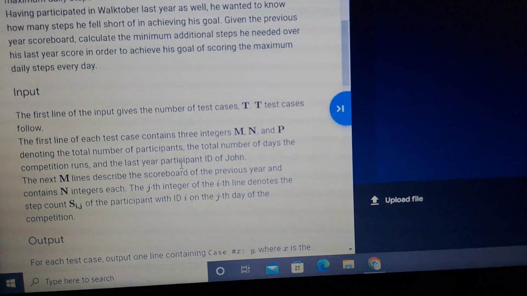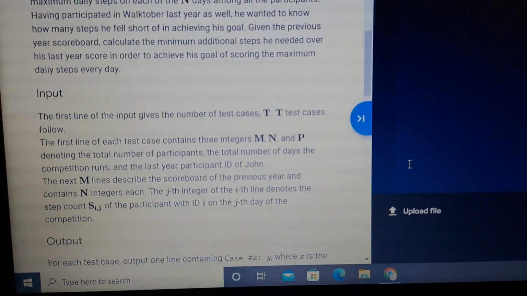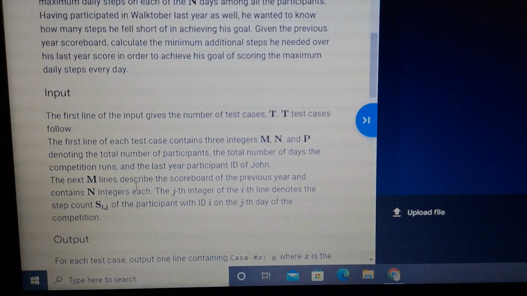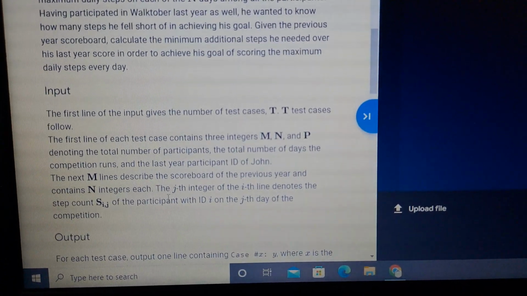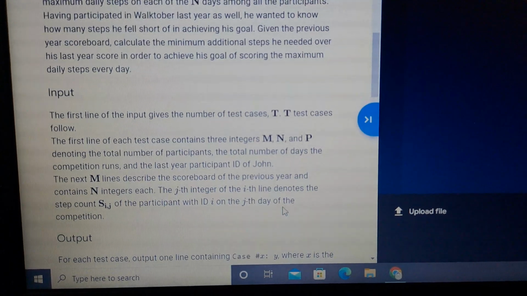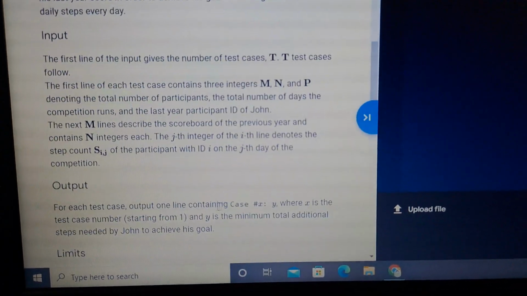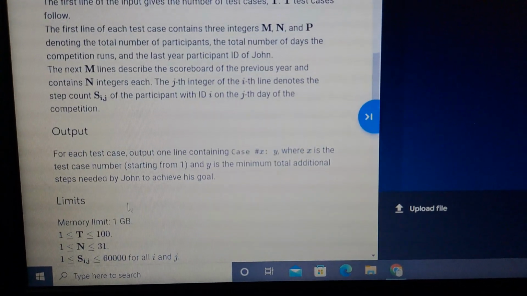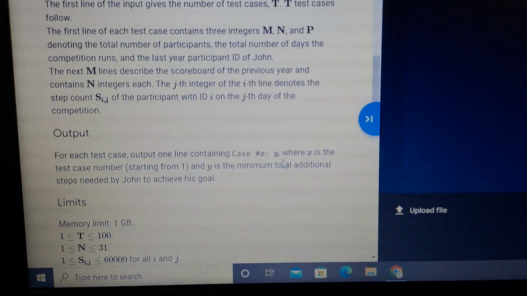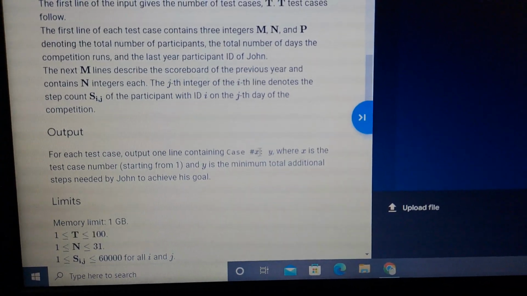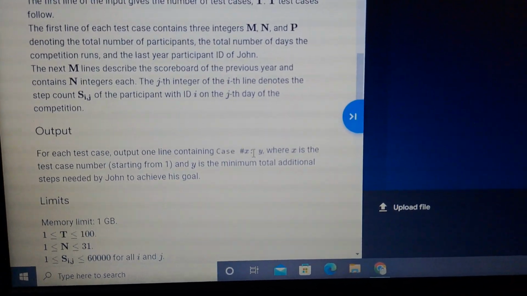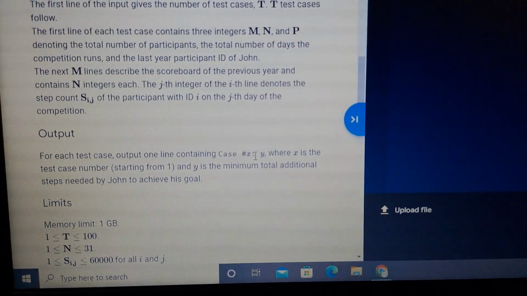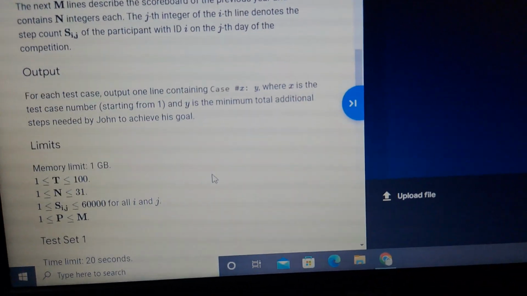The next m lines describe the scoreboard of the previous year and contain n integers each. The jth integer of the ith line denotes the step count S_ij of the participant with ID i on the jth day of the competition. For output, for each test case, output one line containing Case #x: y, where x is the test case number starting from 1 and y is the minimum additional steps needed by John to achieve his goal.